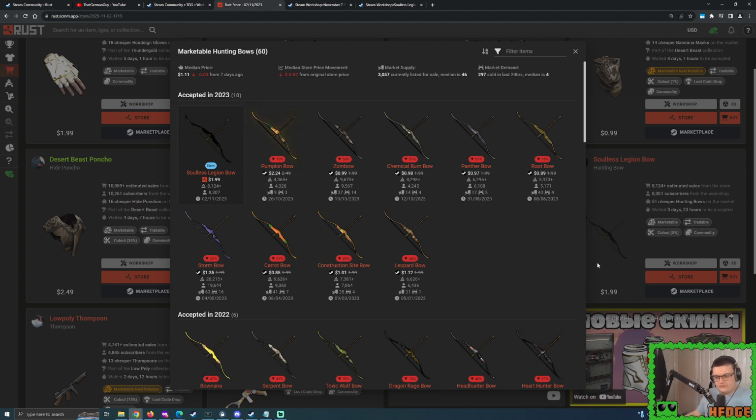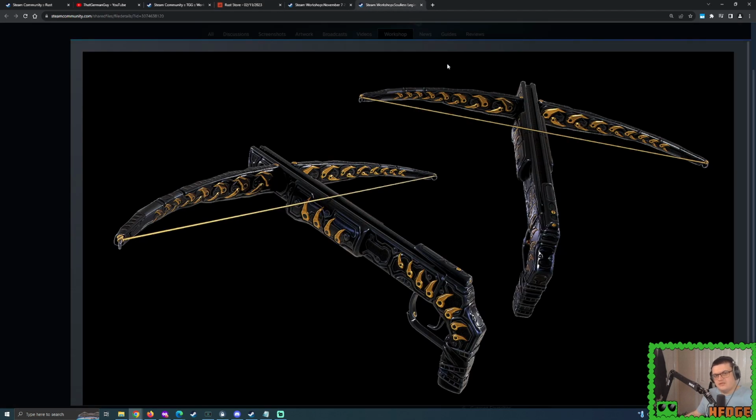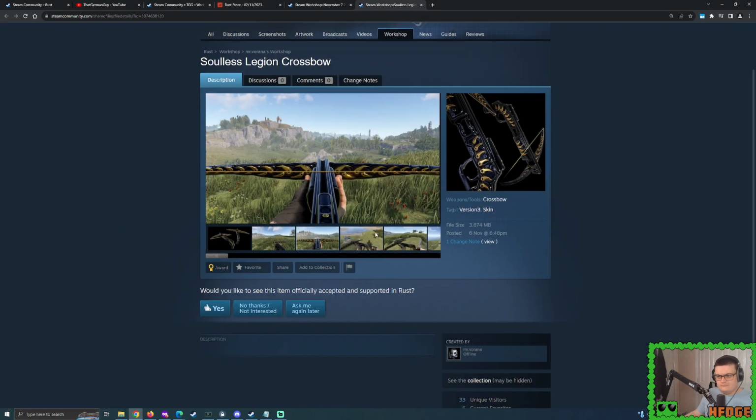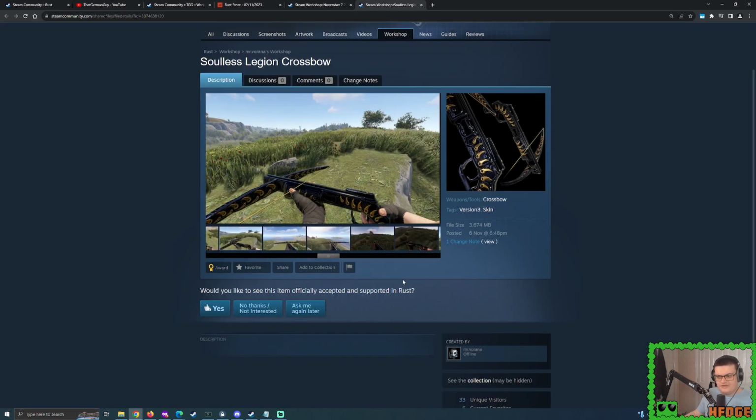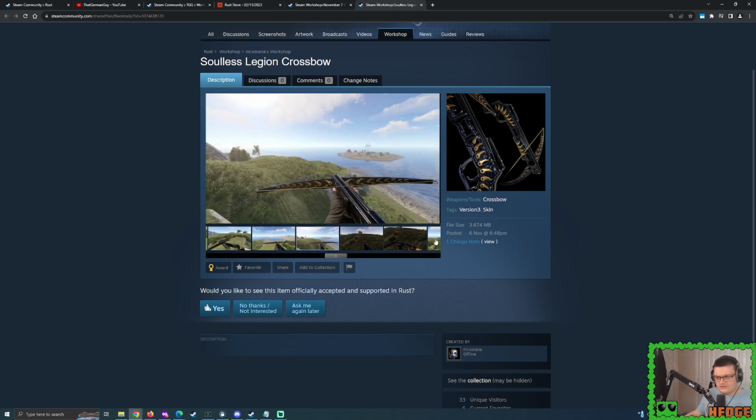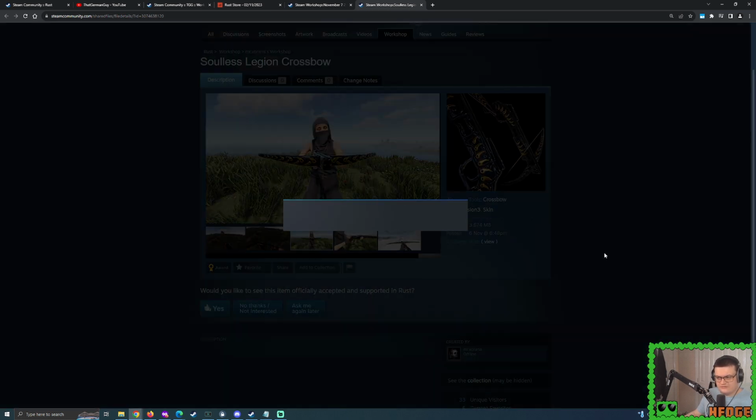So I'm going to be brutally honest with you. If we do see the crossbow being accepted, will this potentially go up in price? No, I think the issues of bow skins are going to probably persist a little bit stronger compared to the crossbow being accepted. But at the end of the day, we're mainly here to talk about, could that potentially be nice in your eyes, in your hands? Do you like it? Well, please consider voting yes or no for the Soulless Legion crossbow.